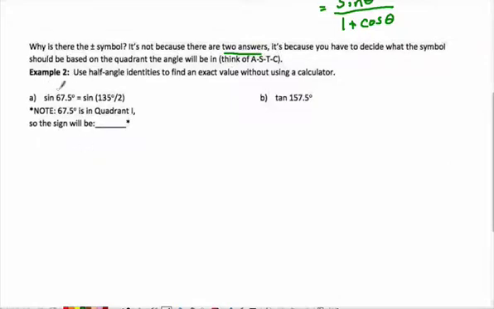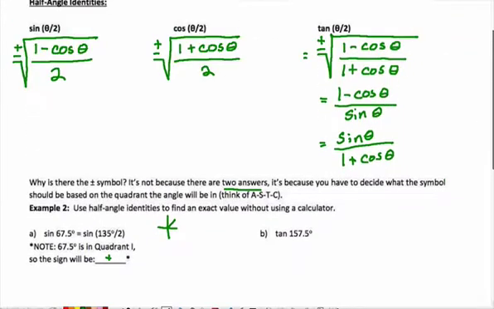So, sine 67.5. Well, 67.5 is going to be in this quadrant. So you need to think about this one, not this one, the original. What is the sign going to be? Well, the sign's going to be positive. Okay, so at the end of this, you need to have a positive answer. So we need to use the sine one.